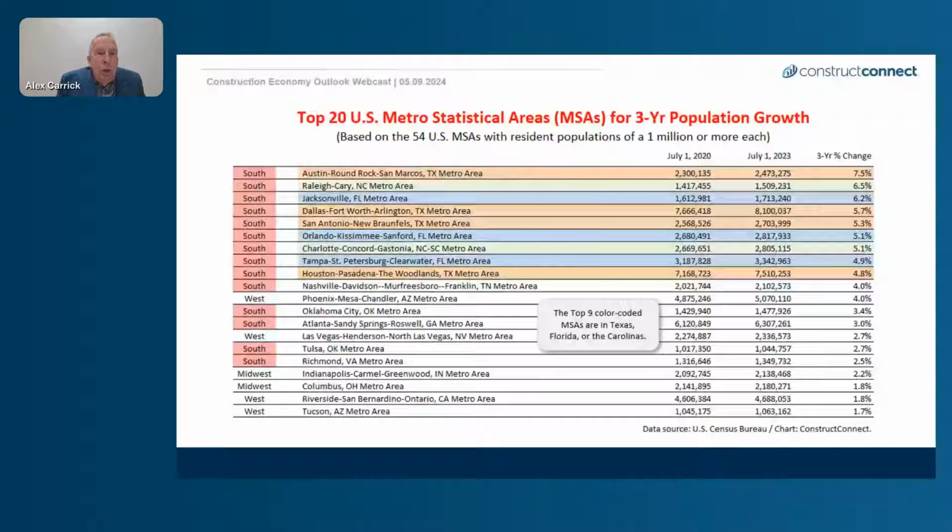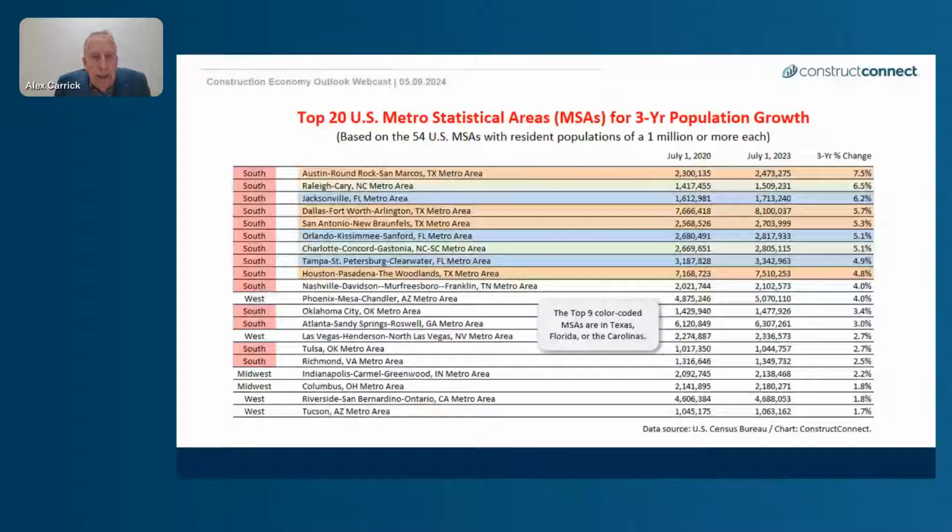And then the other shading on this table is for the 4 states, Texas, Florida, and the Carolinas. And you can see that that's where most of the population increases have been occurring. Next, please, Paul.